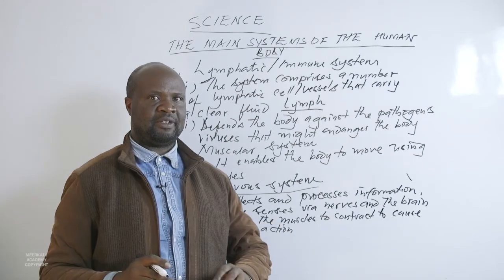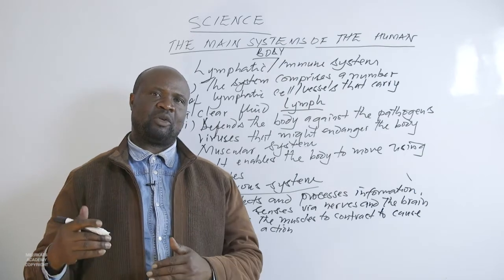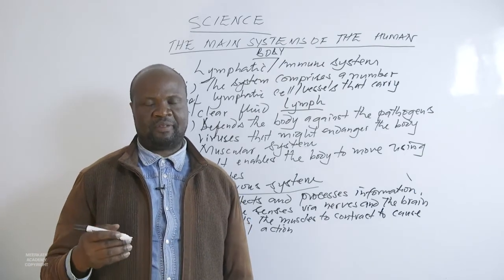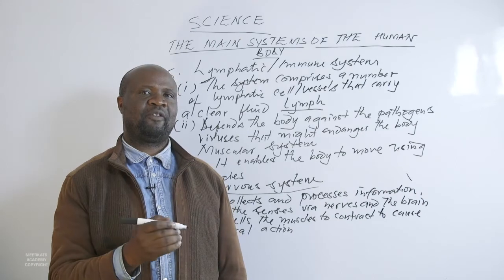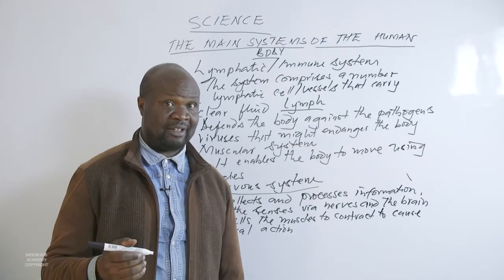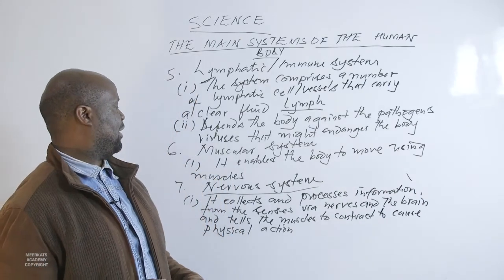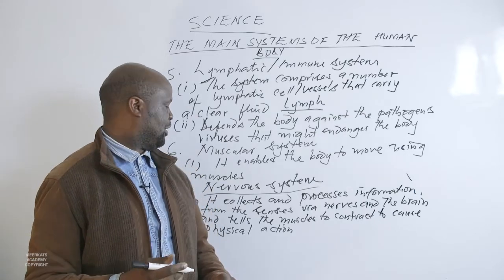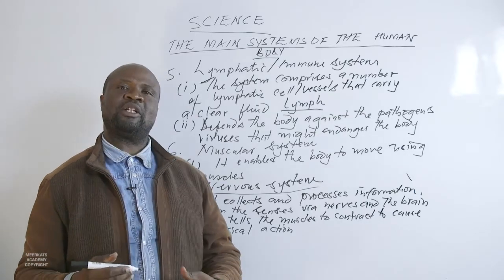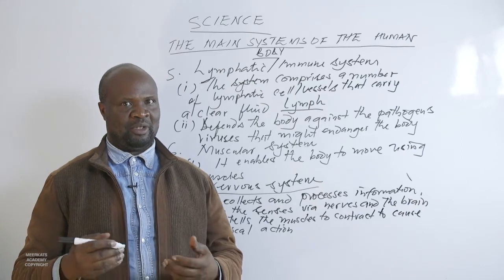So the nervous system contains a number of organs, and these organs have specific roles to do. We are saying nerves are there, and the work of the nerves is to collect information, and they collect the information via senses. What kind of senses?